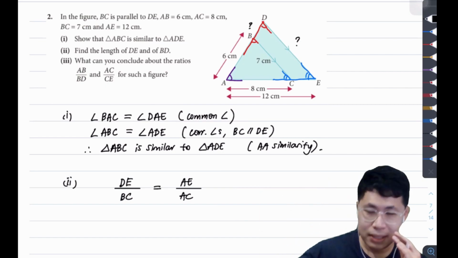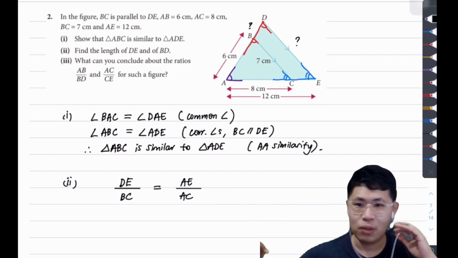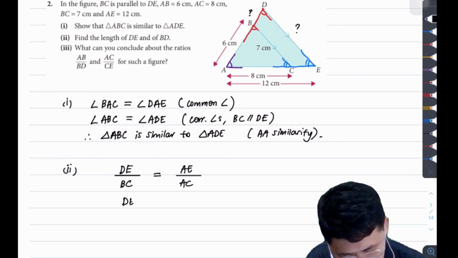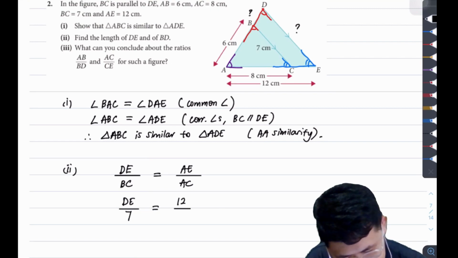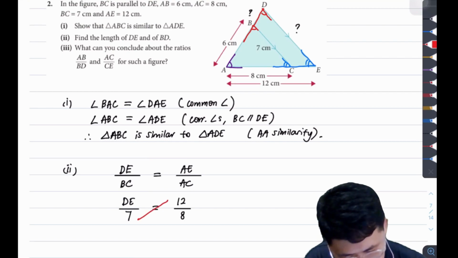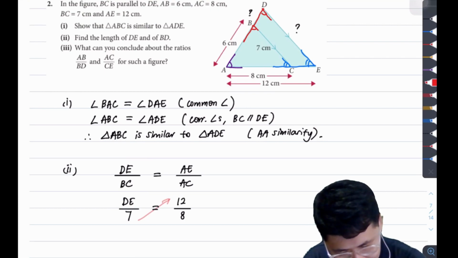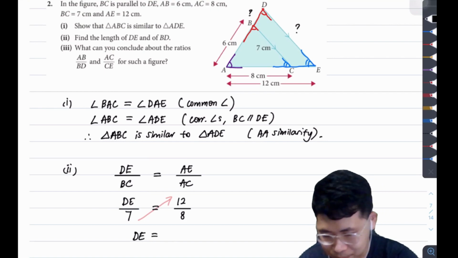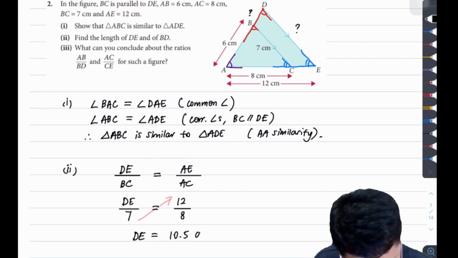So DE corresponds to BC, big over small. AE corresponds to AC, so big over small. So if it's big over small on the left, it will be big over small on the right. So DE is the one that I don't know. BC is 7 cm. AE is 12 cm. AC is 8 cm. So we just multiply the 7 to the other side, right? Just kick this to the other side. So DE will be 21 over 2, so 10.5 cm, right?